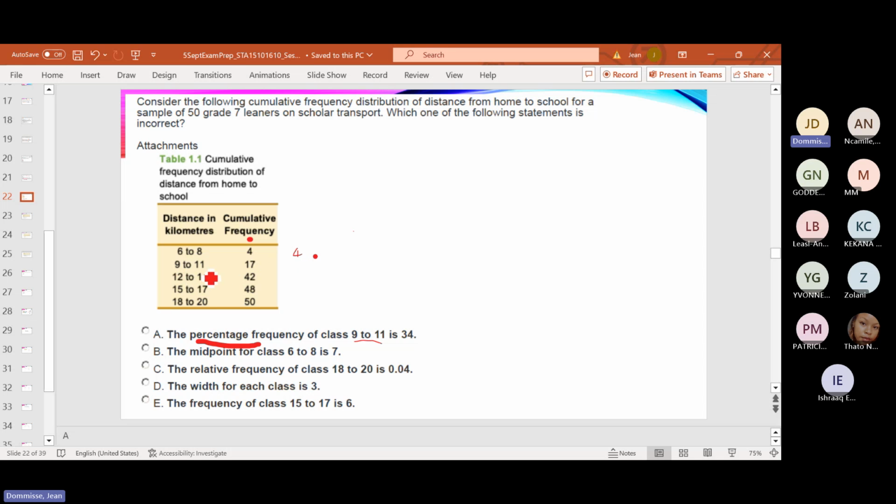So between 9 to 11, it's 17 minus 4, which is 13. Okay, so if we need to work out the percentage frequency, it would have been 13 divided by the 50 learners, which is equal to 26%. Okay, and not 54. So the first one is the incorrect one.